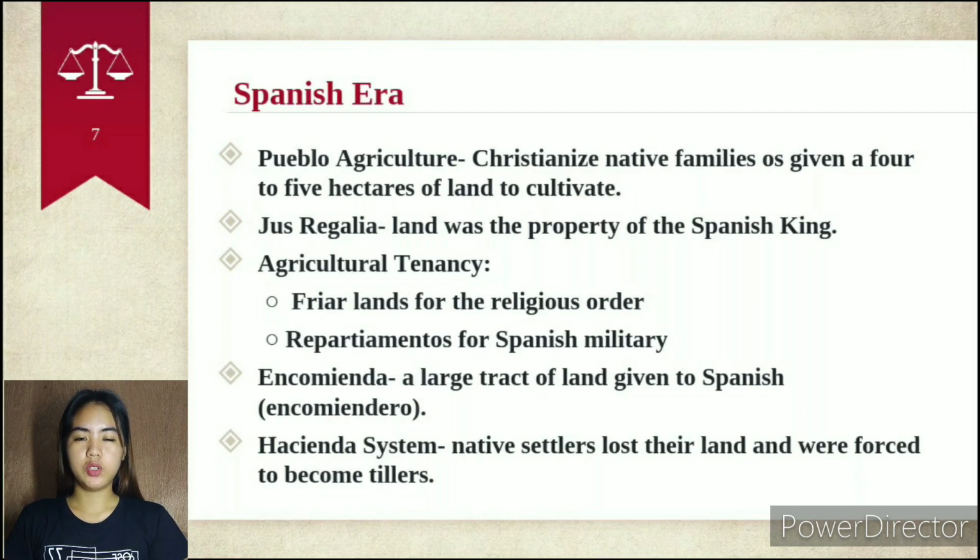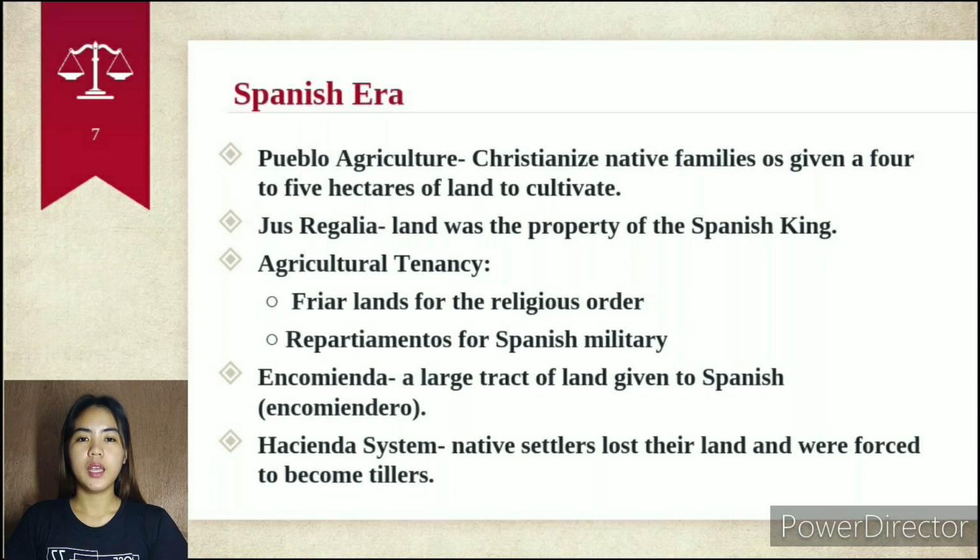Now let's proceed to the Spanish era. We have the term pueblo agriculture, where pueblo means barrio or community's agriculture. What the Spaniards did is that they Christianized our native families and gave them 4 to 5 hectares of land to cultivate. Next is the term jus regalia, which meant to them that the land was the property of the Spanish king himself.